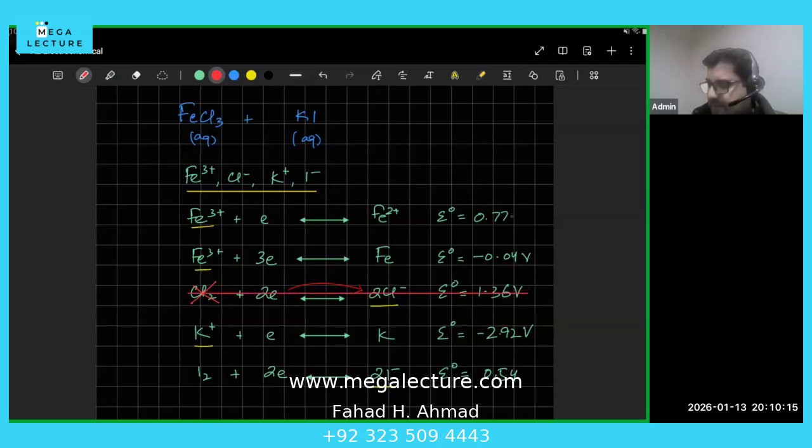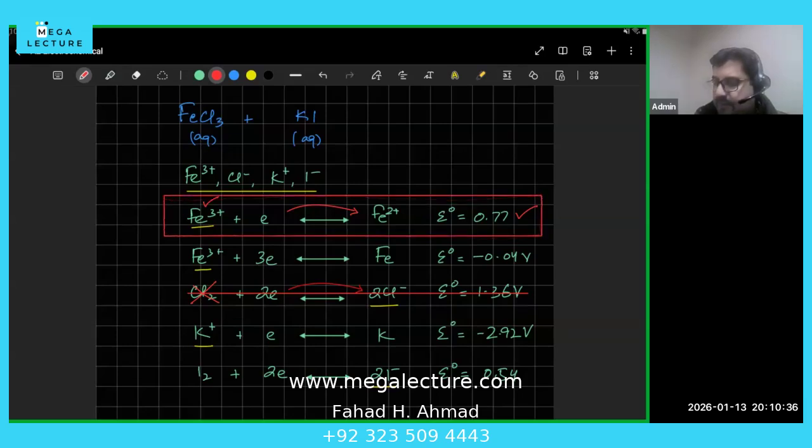To find your highest potential, that's 0.77. This is your highest potential. This is the one that's going to gain electrons. And so Fe3 plus is going to gain electrons, and we obviously do have Fe3 plus as a reagent. So there's absolutely nothing wrong with this. So I figured out, okay, the highest potential belongs to this one. It's Fe3 plus, and that is the one that has the greatest tendency to actually gain electrons.